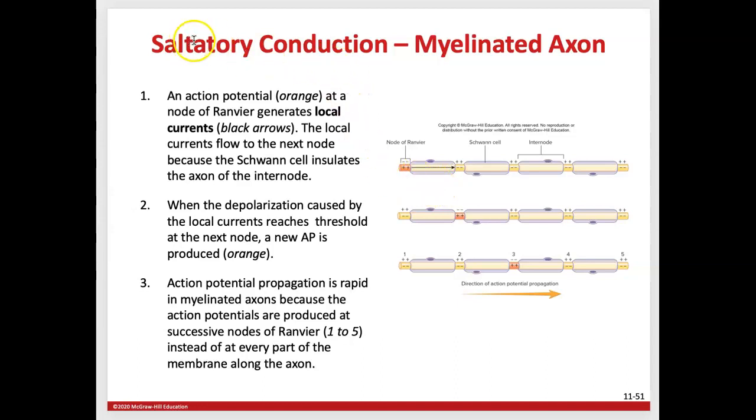With saltatory conduction, that insulation decreases the amount of time it takes for an action potential to go from one point to another, or for an impulse to go from one point to another. So it is much faster. The whole process of an action potential is much faster in saltatory conduction in a myelinated axon.